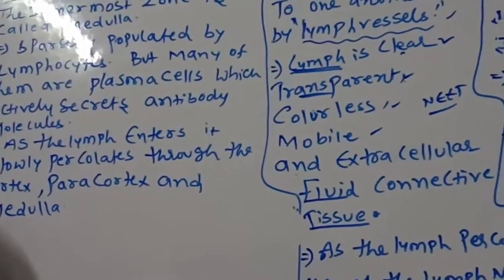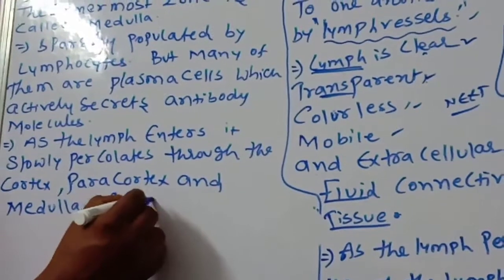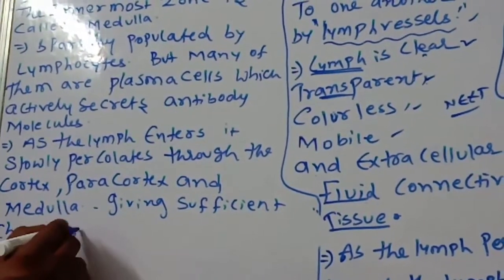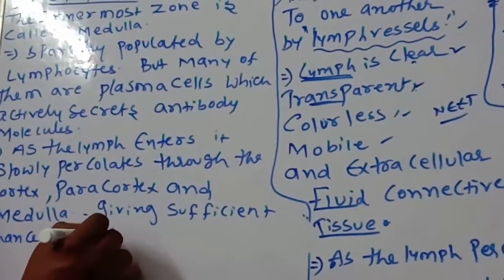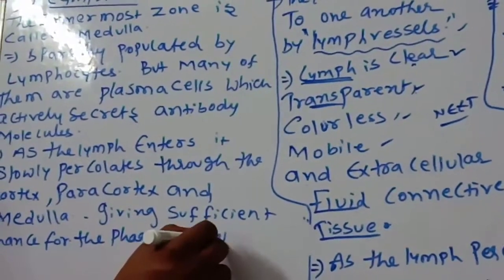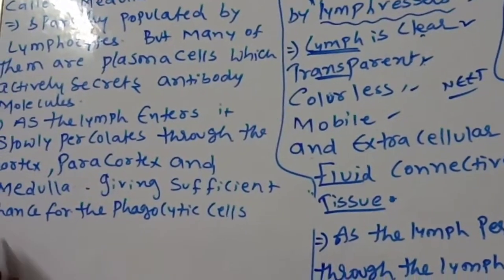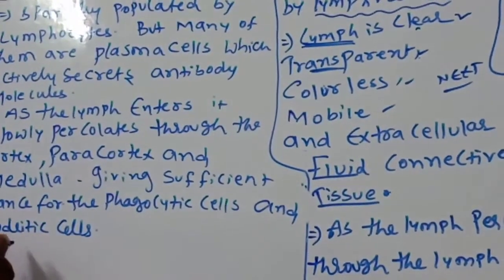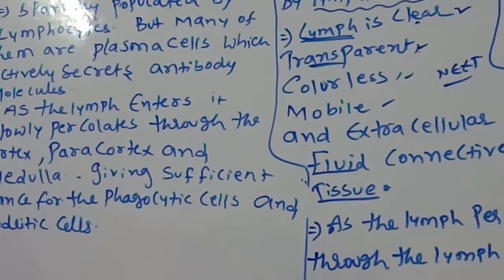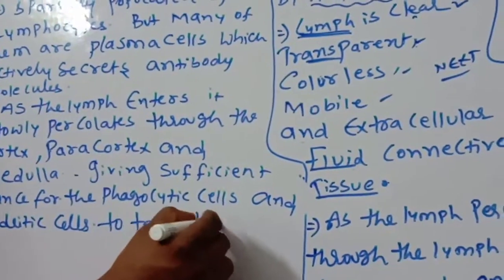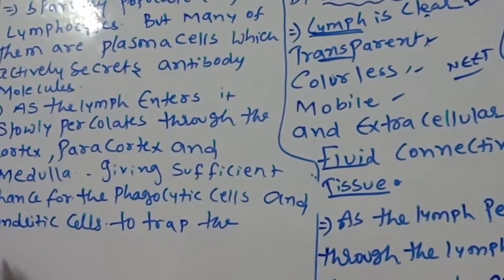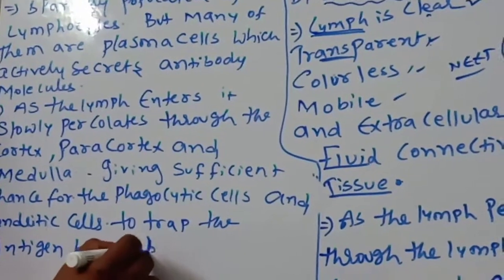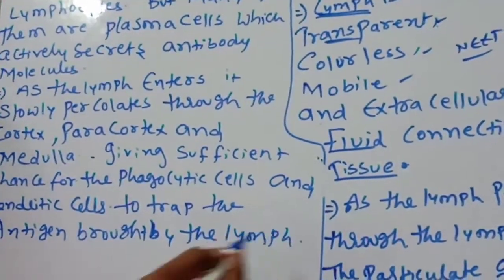So next, giving sufficient chance for the phagocytic and dendritic cells to trap the antigen brought by the lymph. Antigen brought by the lymph.